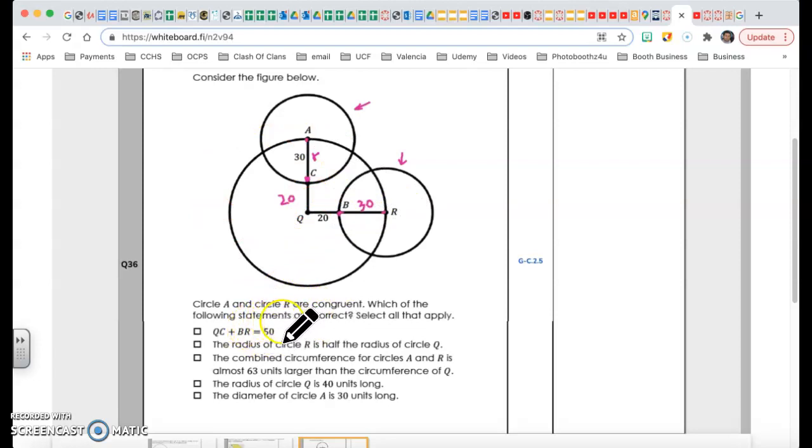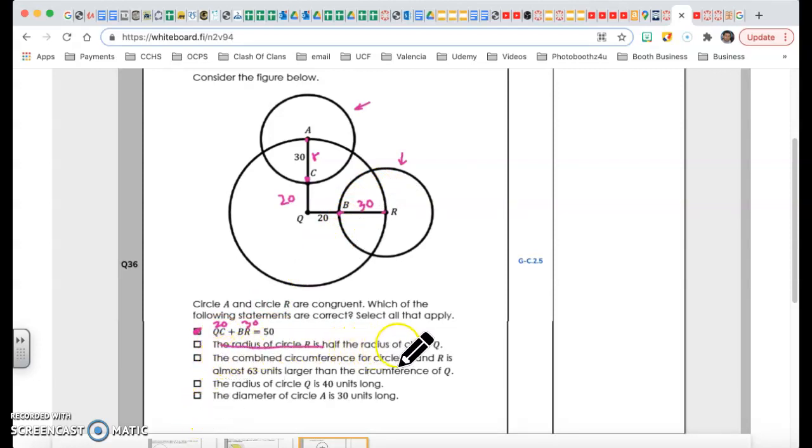Alright, let's read. QC plus BR is 50. QC is 20, plus BR is 30. 50, that's right. Very good. The radius of circle R is half the radius of circle Q. The radius of circle R is 30. Is that half of Q? No, Q is 50. If this was 25, that was right, but 30 is way bigger than half, so that's wrong.